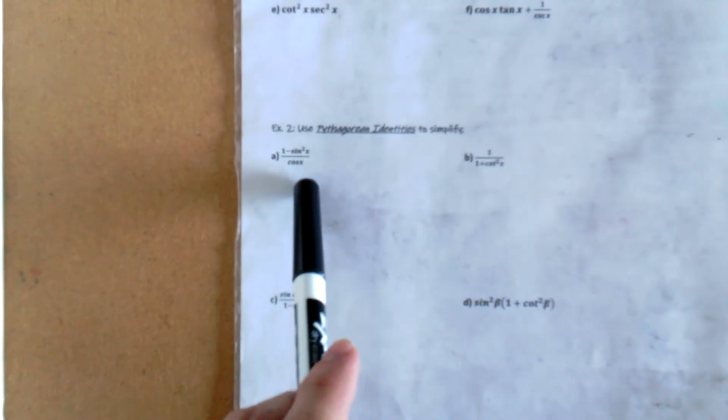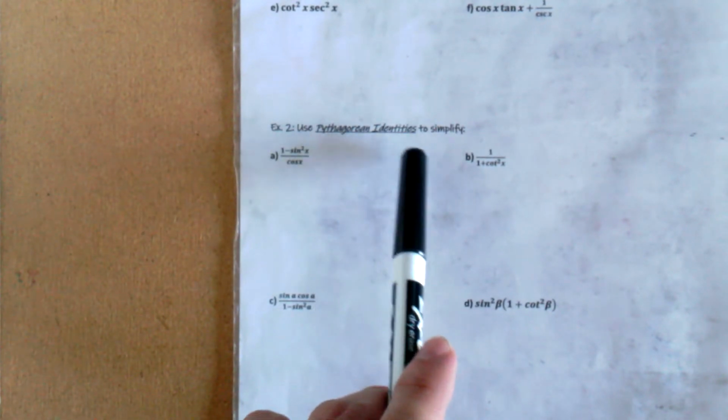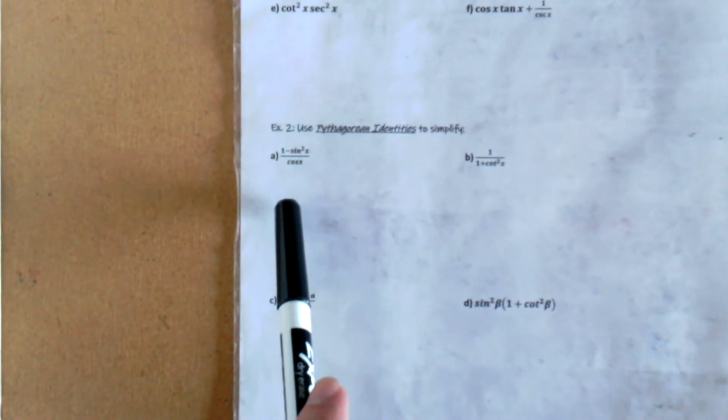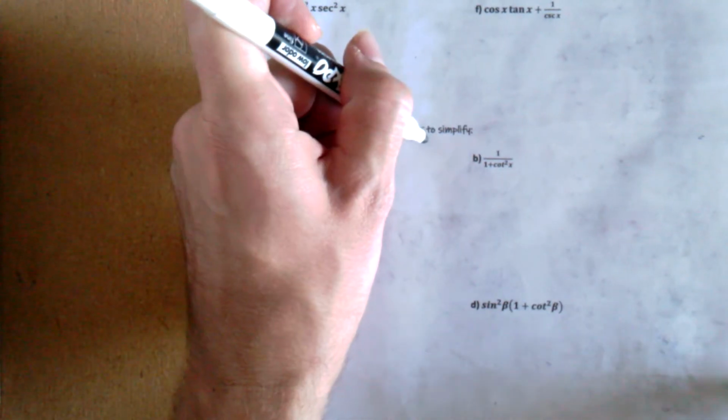1 minus sine squared divided by cosine. This time it's asking us to use the Pythagorean identities to simplify. So remember, when it's asking us to simplify, we probably don't want fractions and we want our answer to have as few terms as possible. But since this time it's asking us to use the Pythagorean identities, we're going to want to use the Pythagorean identities on page 51, which are these three.